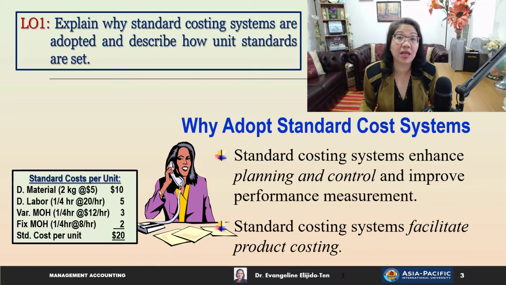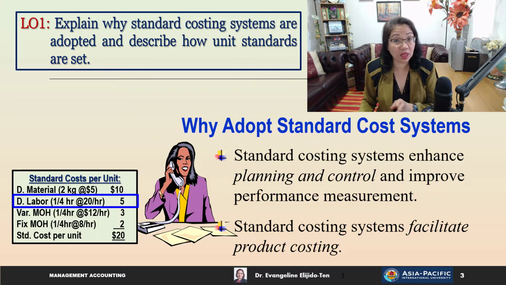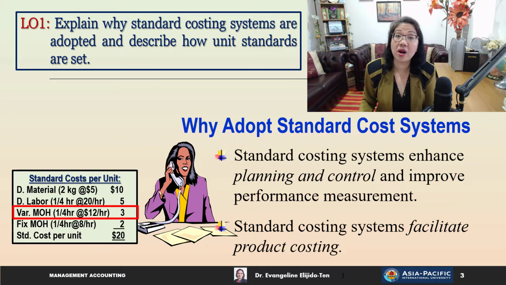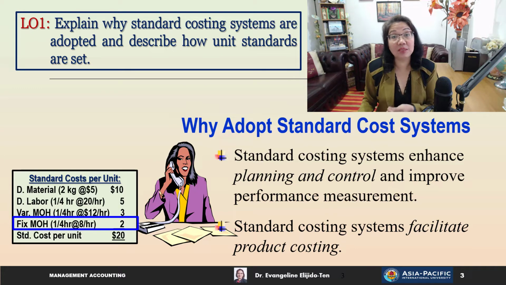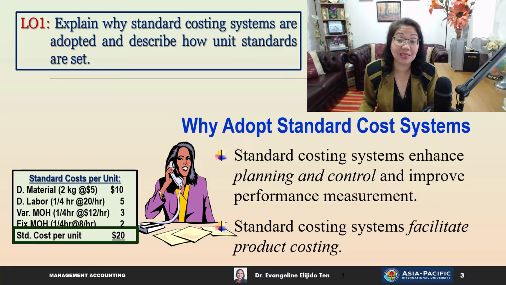Here is an example of a standard cost per unit. Let's say direct material cost is 2 kilograms and it's $5 per kilogram. So we are expecting to spend $10 per unit for direct materials. Direct labor, we are expecting to use 1/4 of an hour at an hourly rate of $20. So that will give us standard cost of $5. For variable overhead, we are basing it on direct labor hours, so it will also have 1/4 of an hour at $12 per hour rate. And so that would give us standard cost of $3. For fixed overhead, it is 1/4 of an hour at $8 per hour. So our standard cost is $2. So total standard cost per unit is $20.